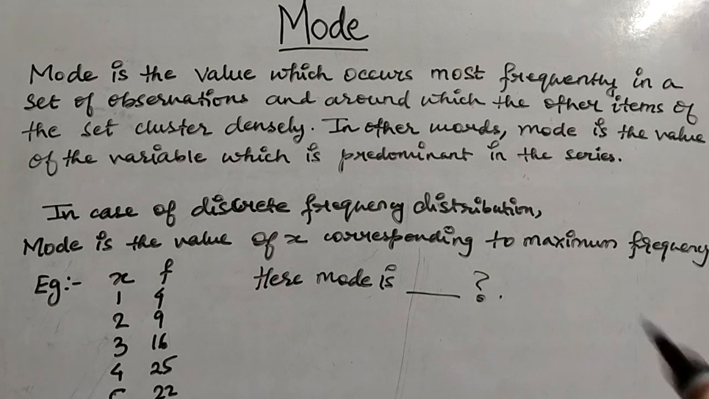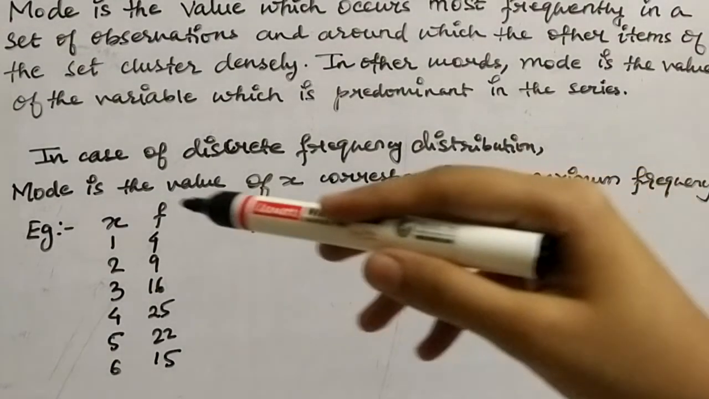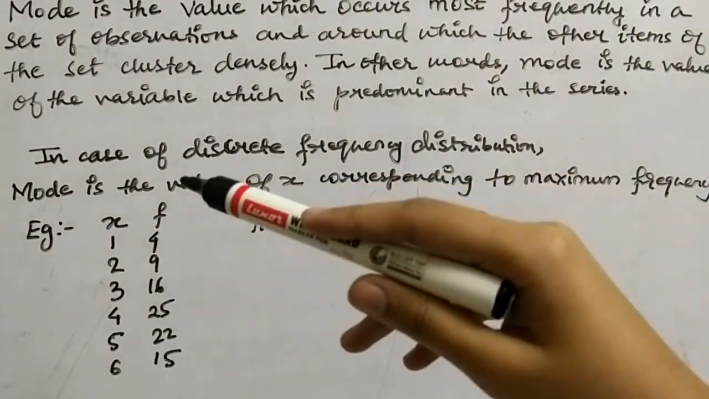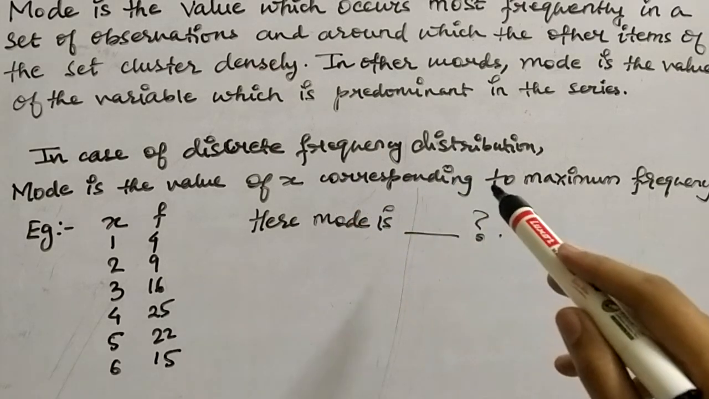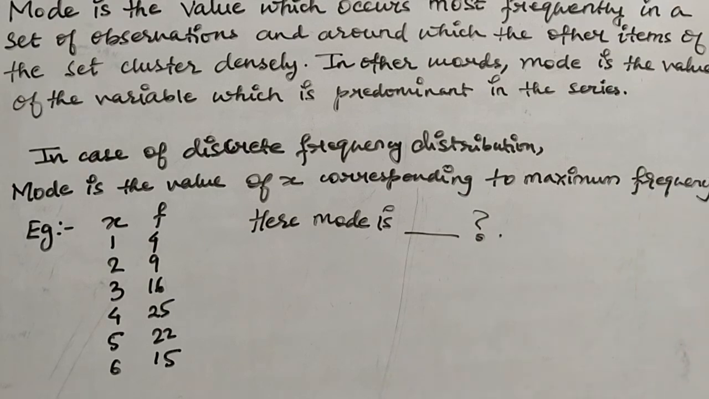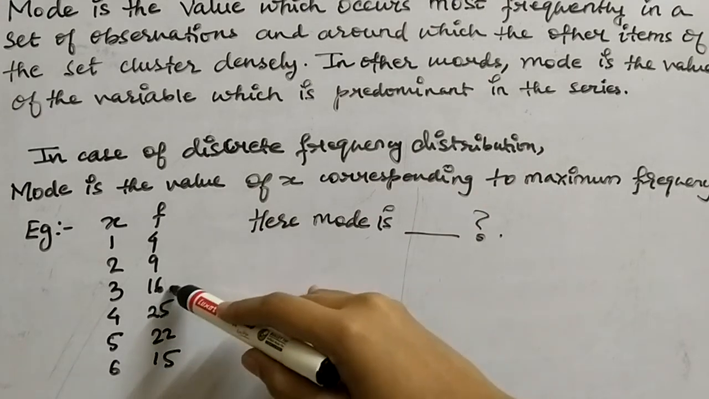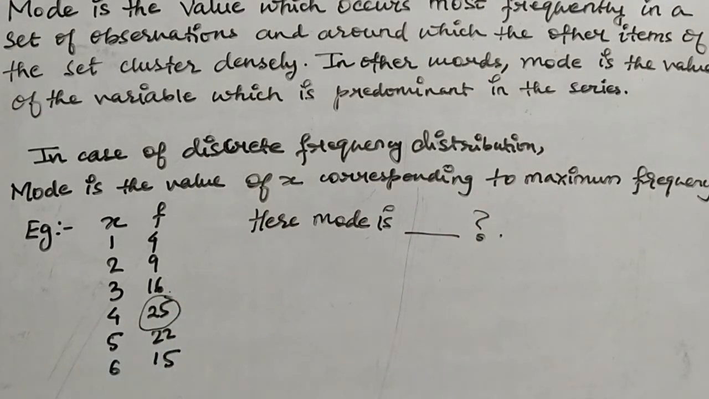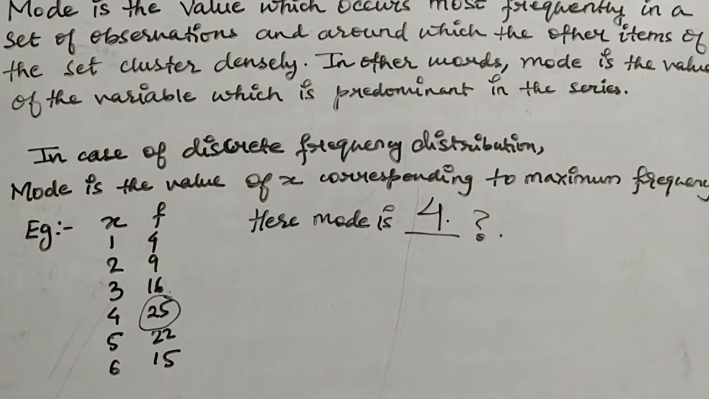In case of discrete frequency distribution, see this example where in the X section I have taken 6 observations and these are the frequencies which are already given. Then how can you calculate what is mode over here? Mode is the value of X corresponding to the maximum frequency. Now we have the highest frequency over here, 25, correct? The value of X is 4. So the mode is 4. What's the intuitive explanation for this?